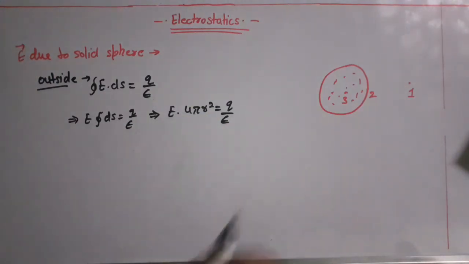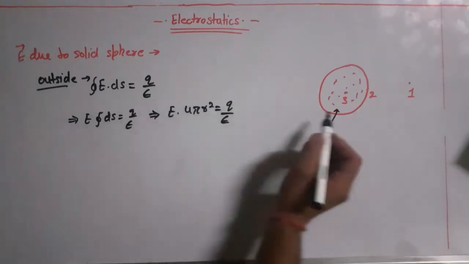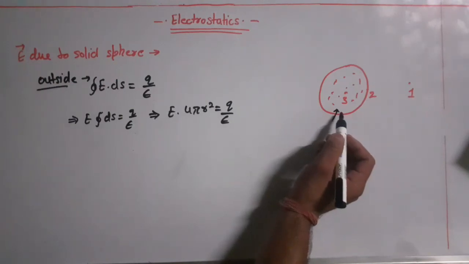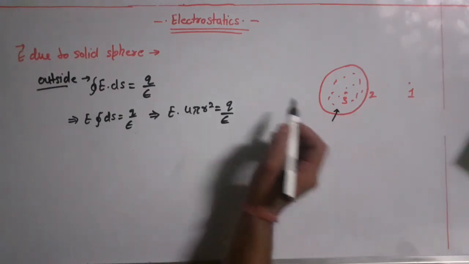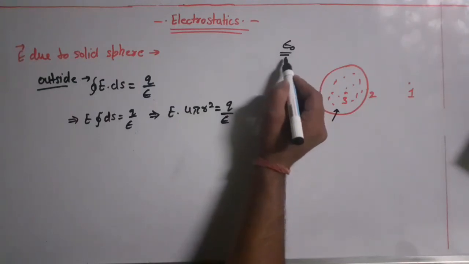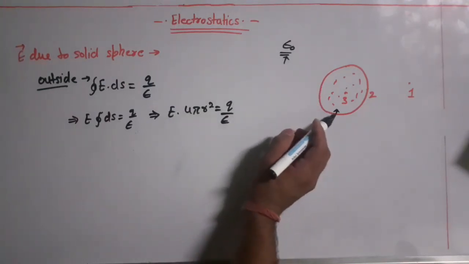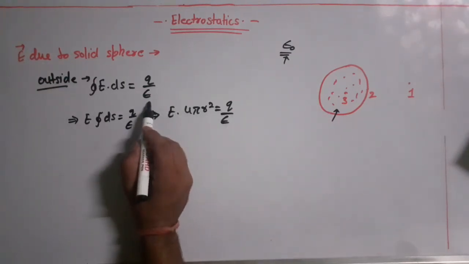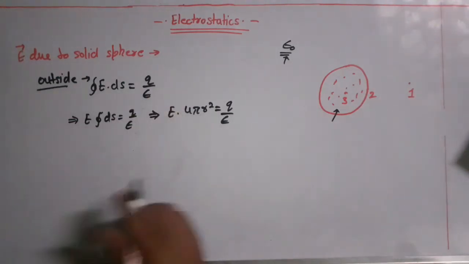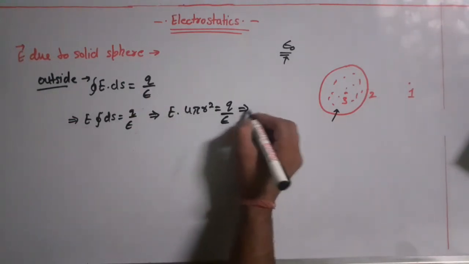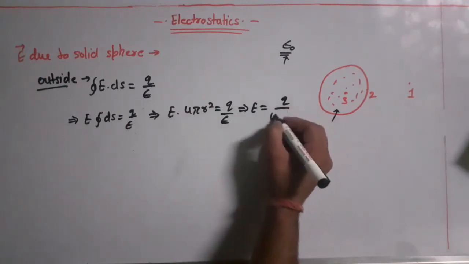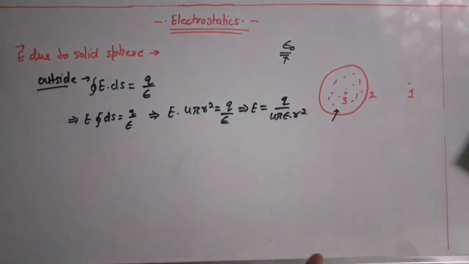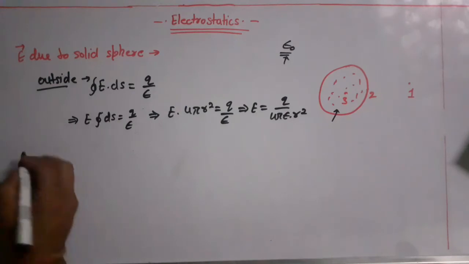Why? Because this is the permittivity of this material. In the previous case, in which we had a hollow sphere or shell, we had air or vacuum inside it, that's why we took epsilon naught, which is the permittivity of free space. But in this particular case we have a material inside this solid sphere, so we have to take epsilon. So the value of E we will get from here is E is equal to q by 4 pi epsilon r square. Okay, this is the electric field outside this solid sphere.